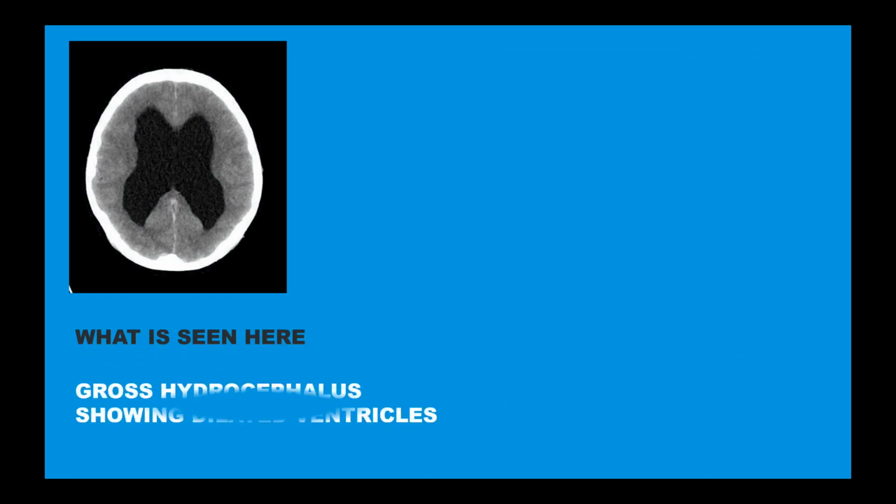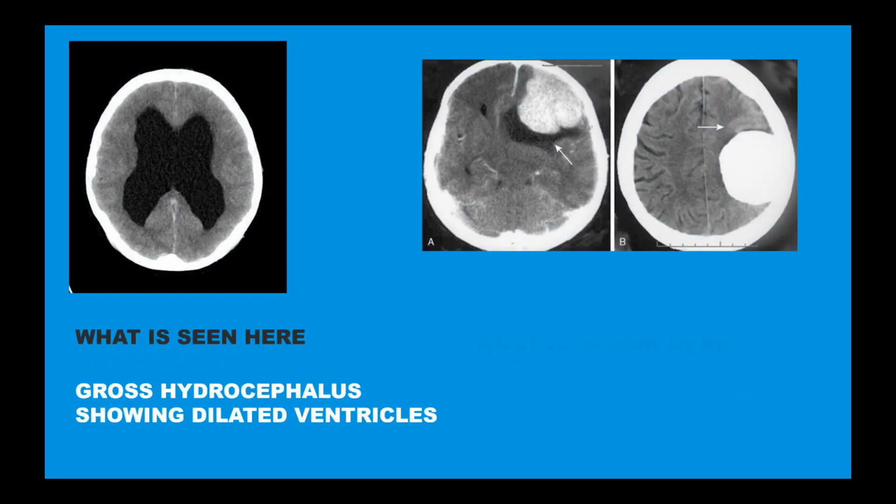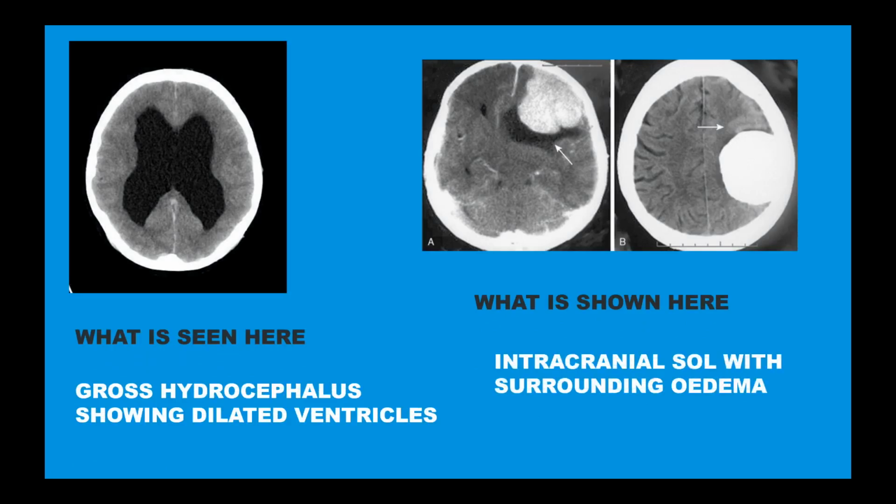Intraventricular hemorrhage. Hydrocephalus, showing dilated ventricles. What is shown here? This is meningioma. Tumor, probably intracranial, with the surrounding edema.